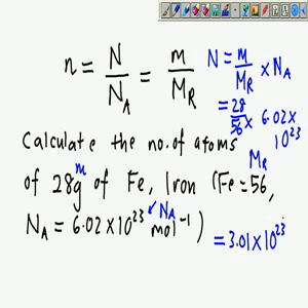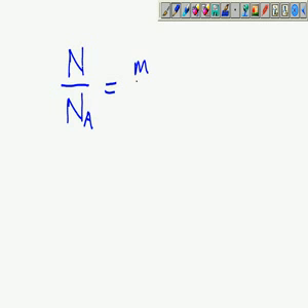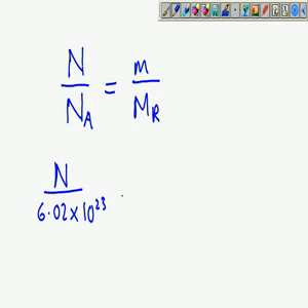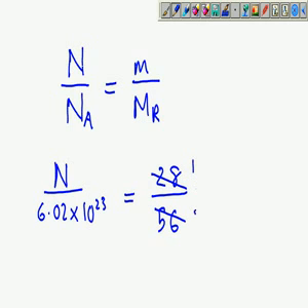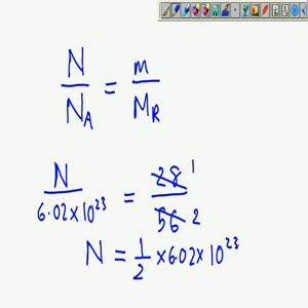Okay, perhaps we can try a new page to see things clearer. Again, this one is the same as this. Alright, so n over 6.02 times 10 power 23, and then this actual mass 28 grams. This one is 56. 1, 2. So N is half of the 6.02 times 10 power 23. That's why you get 3.01 times 10 power 23.